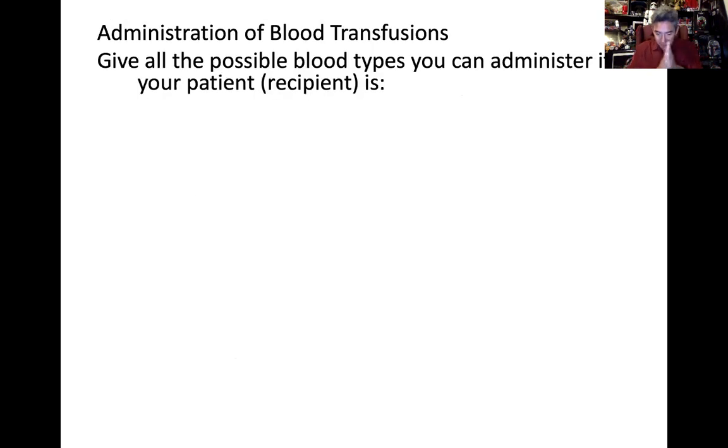So let's see if this is making sense. Now is your little quiz here, right? Give all the possible blood types you could administer to your patient recipient. Your patient is type A positive. With as much detail as you can show, which blood types can you give to a type A positive patient? I'll give you a few seconds there. So what blood types can be administered to a type A positive patient?